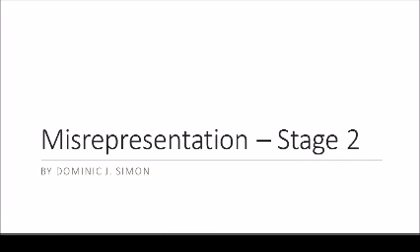In the last video, we covered the beginning of stage 2 of a misrepresentation question. We went over the first element of an actionable misrepresentation, which is a false statement. And now we are going to go over the second element of the second stage, which is that of a false statement of fact. So in other words, the statement must be a false statement of fact, not an opinion. It must be fact.